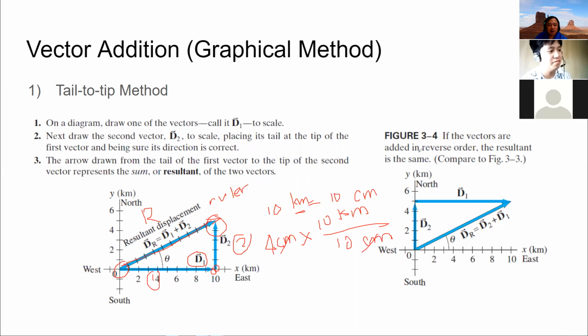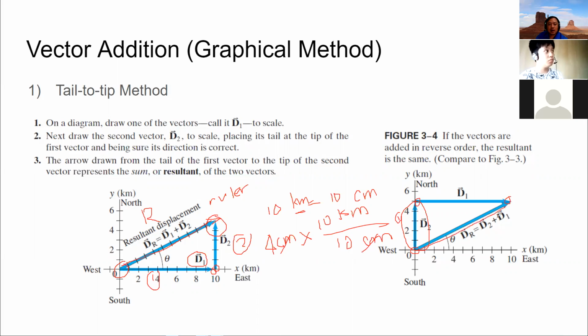So what if the vectors are added in reverse order? If we reverse it, like we draw D2 first, right? So first, we draw this one, D2 here. And then we connect the tail of D1, the second vector to draw, to the tip of the first vector. So here, okay, connect. So D1, you draw it. And then, to get the resultant of the two vectors, you draw the line from the tail of the first vector to the tip of the last vector.